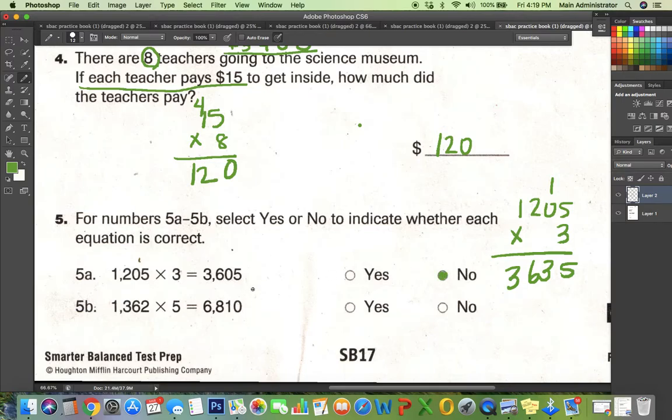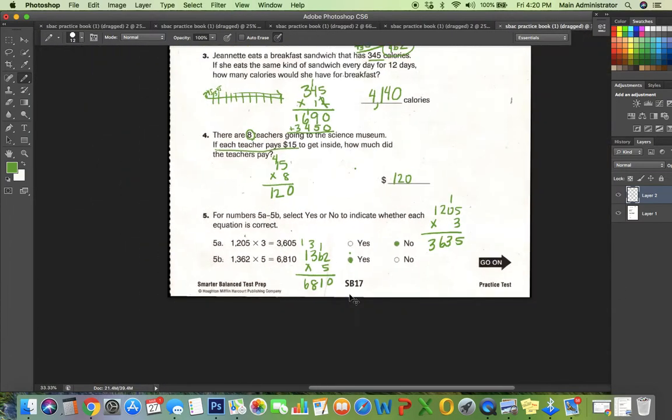All right, let's take a look at this one. 1,362 times 5. 5 times 2 is 10. 5 times 6 is 30, plus 1 is 31. 5 times 3 is 15, plus 3 is 18. 5 times 1 is 5, 1 more is 6. So we got 6, 8, 1, 0, 6, 8, 1, 0. That's a yes. All right, and here are all of the answers.